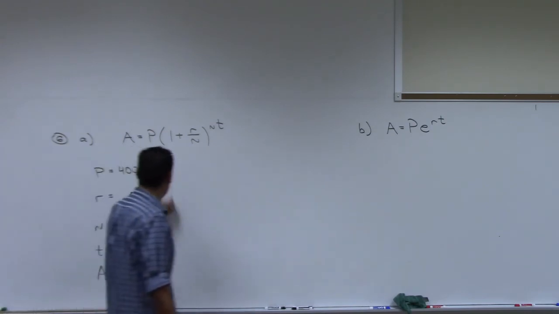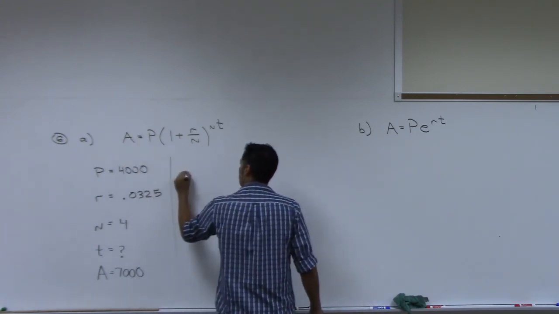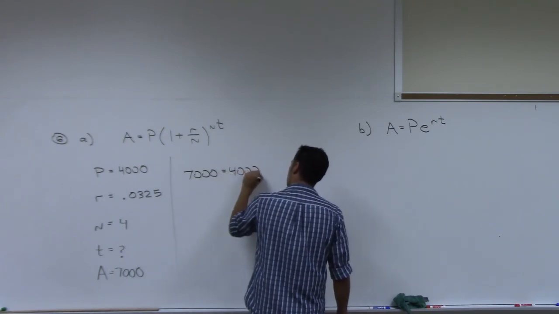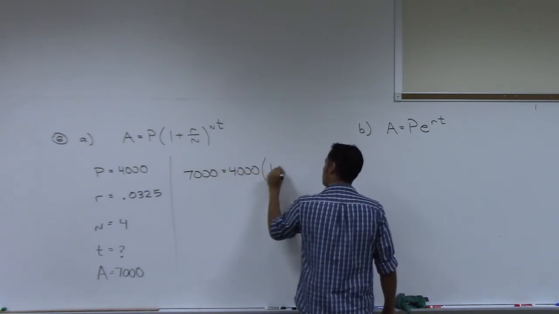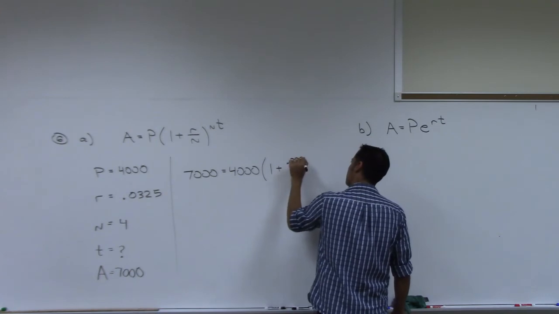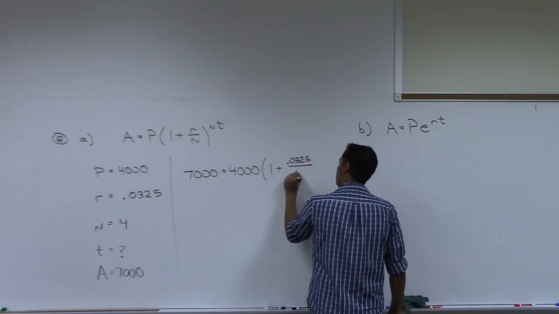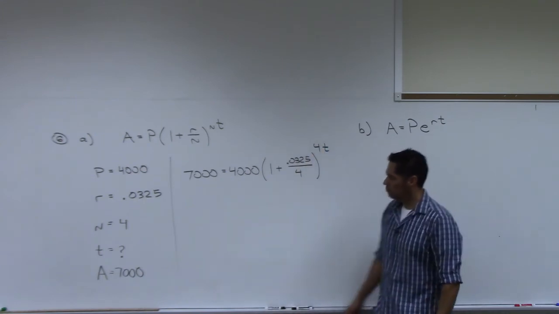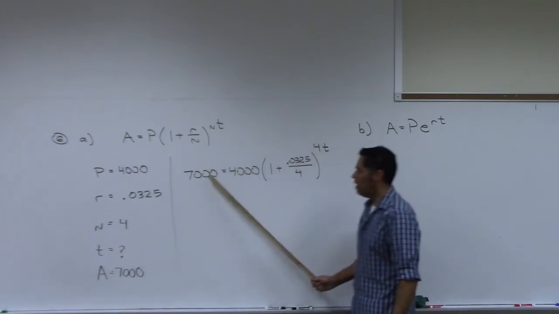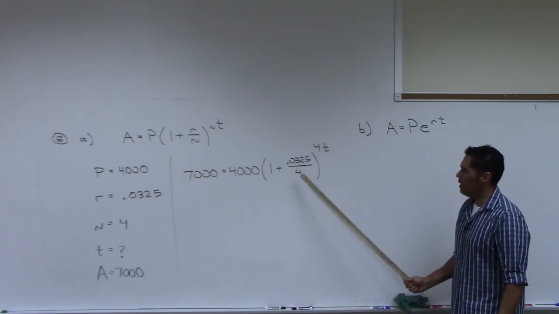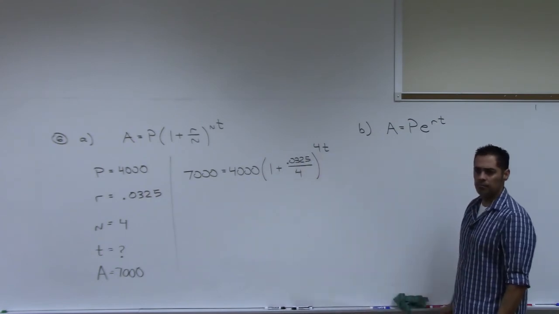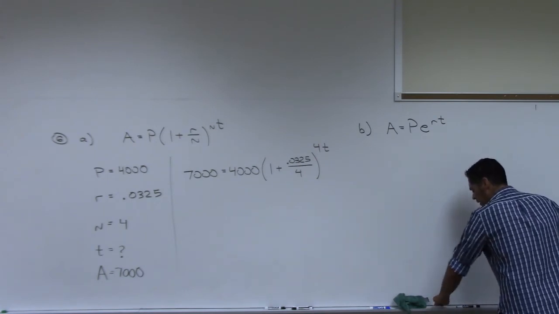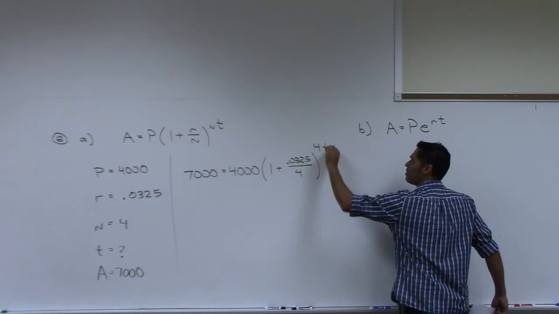So now we just plug everything in. A is 7,000 equals 4,000, that's P, parentheses 1 plus 0.0325 divided by 4, raised to the 4 times t. A, P, r, n, n, t. And we are solving for what? We are solving for t. We need to solve for t.